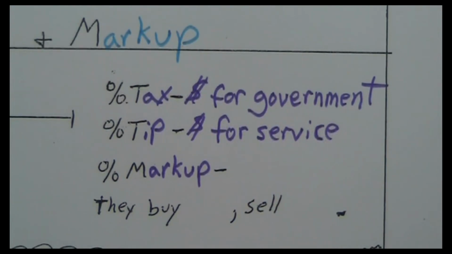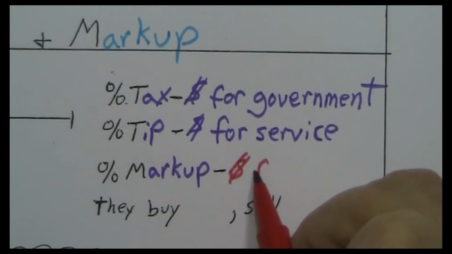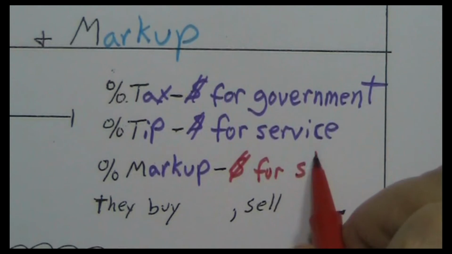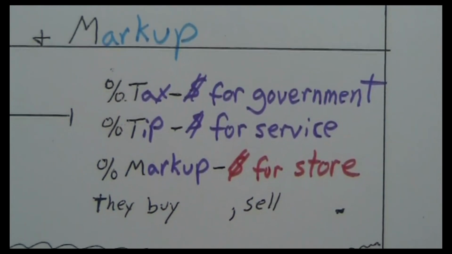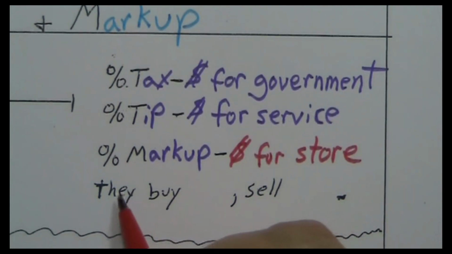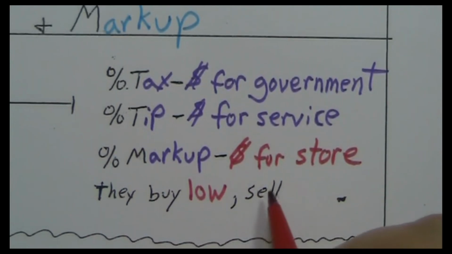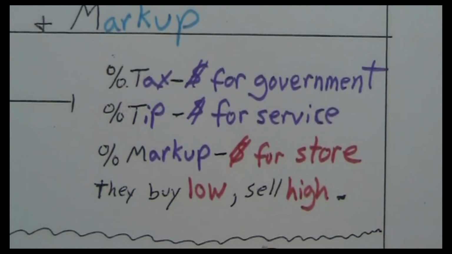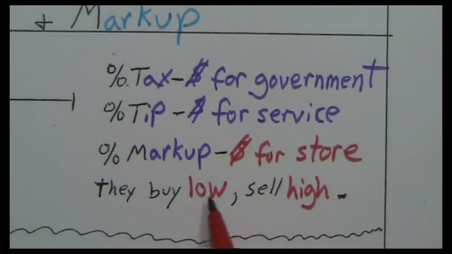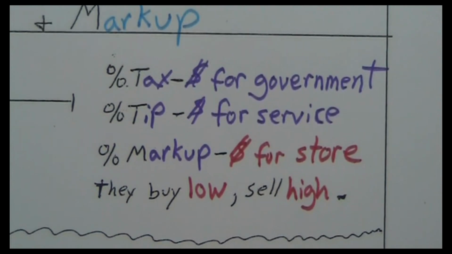And markup, that's money for the store. See, what happens is they buy low and then sell high. Just like in stocks. You buy low and sell high. That's how you make a profit. And that's what stores do. They buy low, then they raise the price up and sell it higher so they can make a profit.